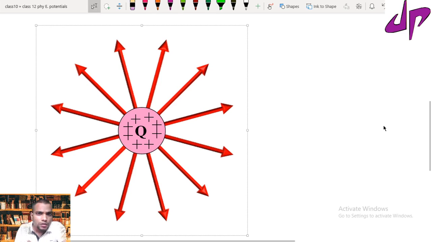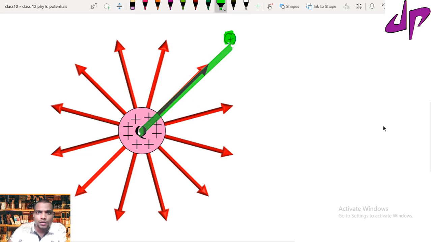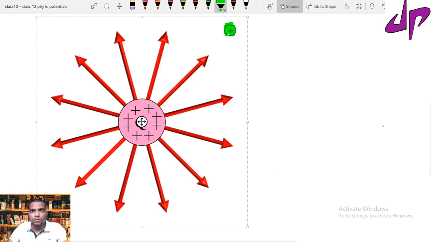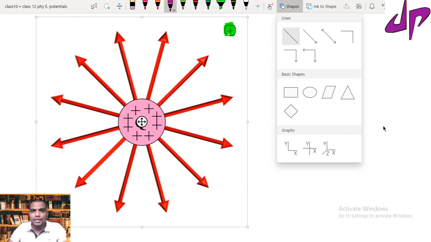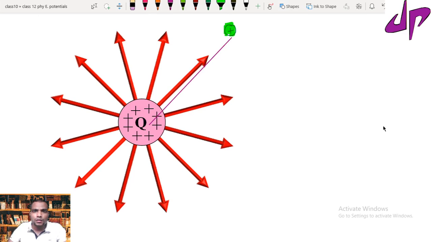Suppose +Q is a source charge, and I keep a small positive test charge here, located at a distance r2 from the source charge. Let this point be B.